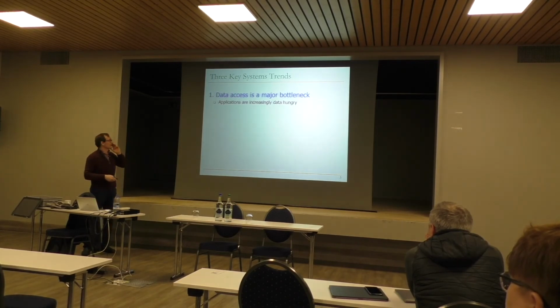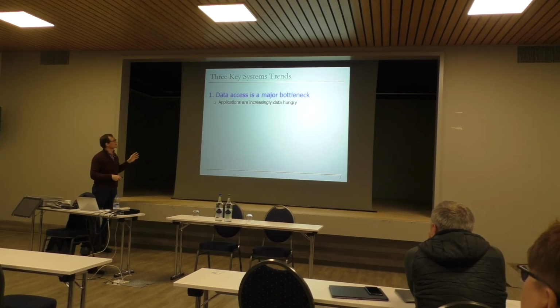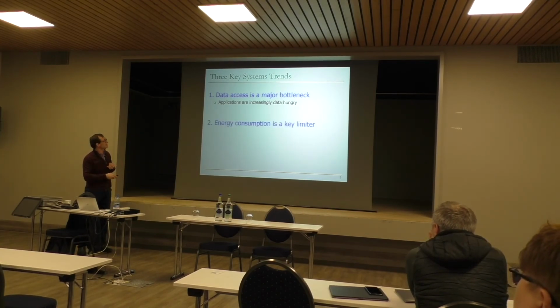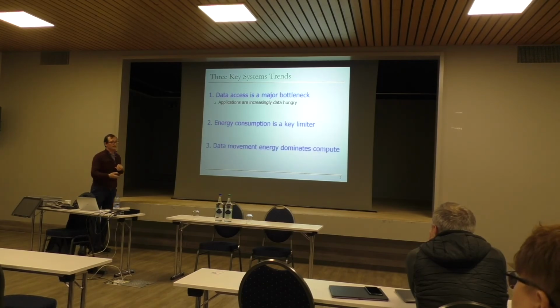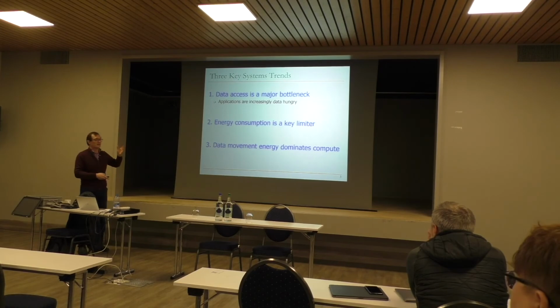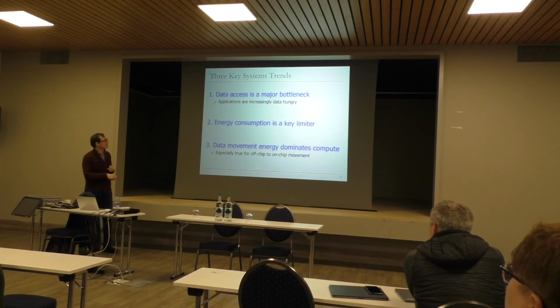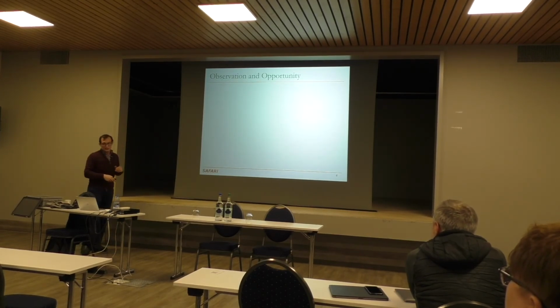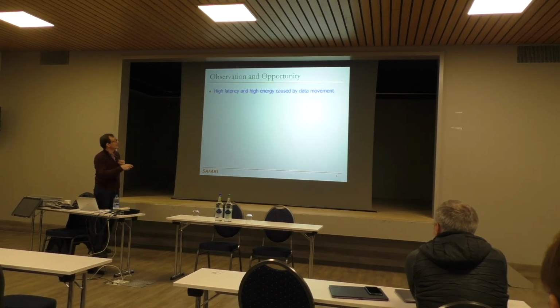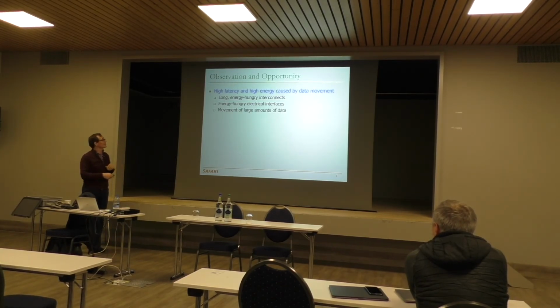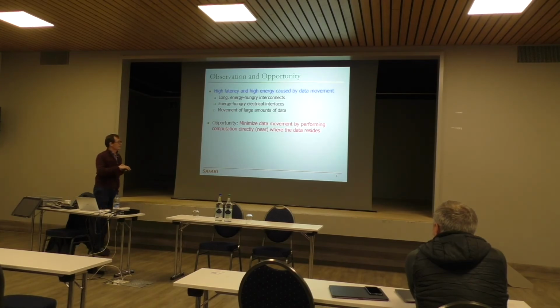I've already motivated some of that, actually. So basically, if you look at the systems, there are three key system trends. Data access is a major bottleneck, energy consumption is a key limiter, and data movement energy dominates compute. We actually showed all of this earlier, so I'm going to go through this relatively quickly. And this data movement energy is especially large for off-chip to on-chip data movement. So the observation and opportunity is this. High latency and high energy is actually caused by data movement. We have long energy-hungry interconnects, energy-hungry electrical interfaces, and movement of large amounts of data across the system. The opportunity is to minimize the data movement by performing computation directly where the data resides, or directly near where the data resides.